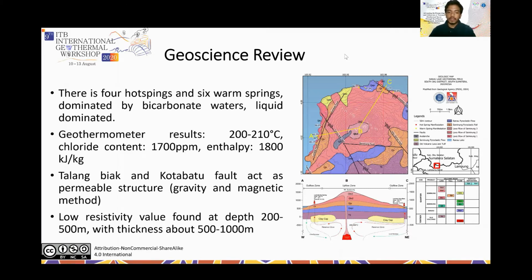The quality of manifestation data based on the ion balance analysis is excellent, with an ion balance value of less than 5%, based on the Nicholson geochemistry standard published in 1993. The Lombok and Cotabato faults act as a permeability structure based on gravity and magnetic methods, and the low resistivity value is found at a depth of 200 to 500 meters, with thickness about 500 to 1000 meters.